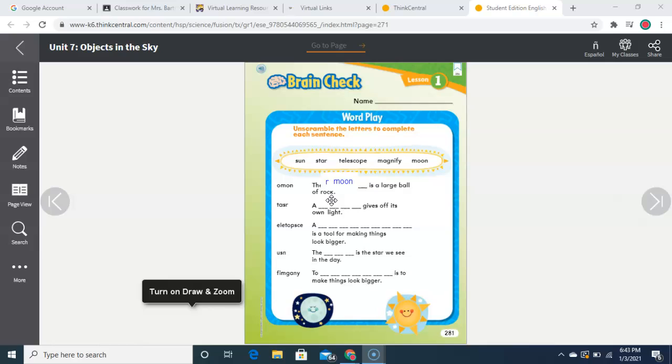What happened? There we go. Star. And the next one. A blank is a tool for making things look bigger. And that one, since it's a tool, it's a telescope.